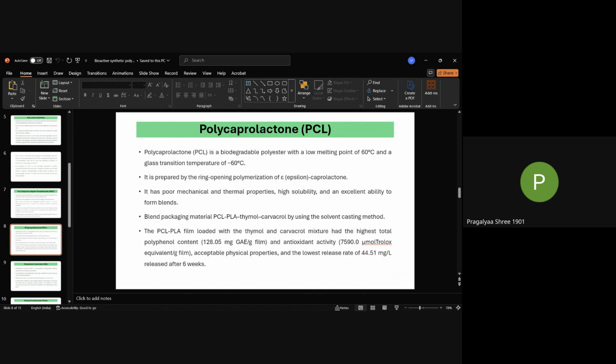The PCL-PLA film loaded with the thymol and carvacrol mixture had the highest total polyphenol content and antioxidant activity, acceptable physical properties, and the lowest release rate of the substances present inside. So this blend of PCL, PLA, thymol, and carvacrol provides very good properties compared to using it as a single polymer material.